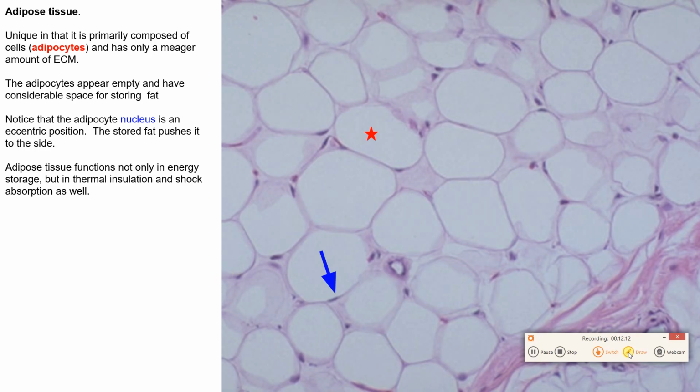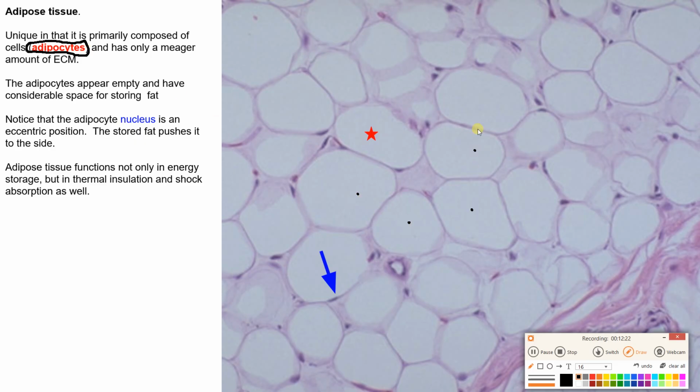The cells are called adipocytes. And I see lots of adipocytes here. I'm going to put a dot in the middle of lots of different adipocytes here. Every one of these empty looking circles is an adipocyte, a fat cell. We're not going to call it a fat cell, we're going to call it an adipocyte.